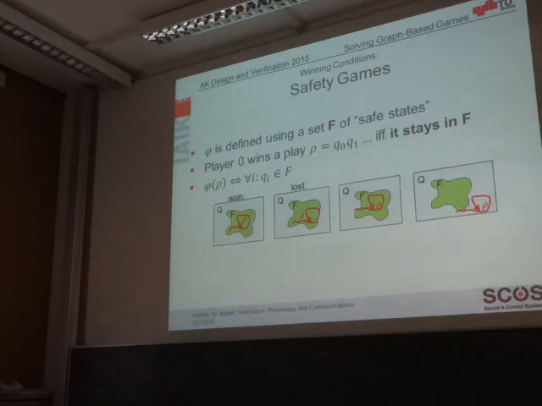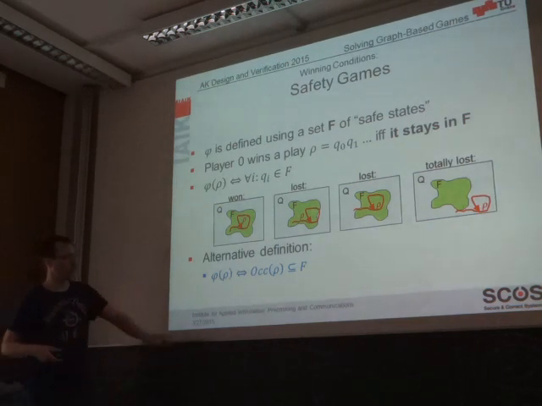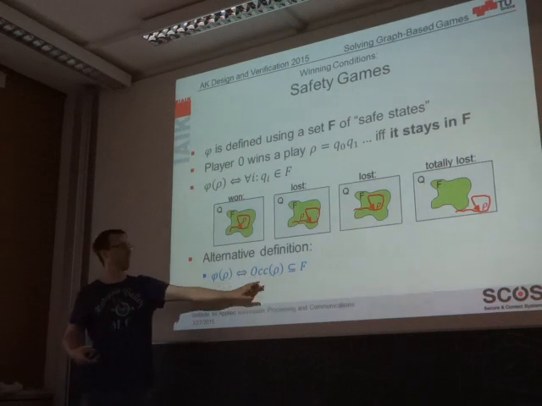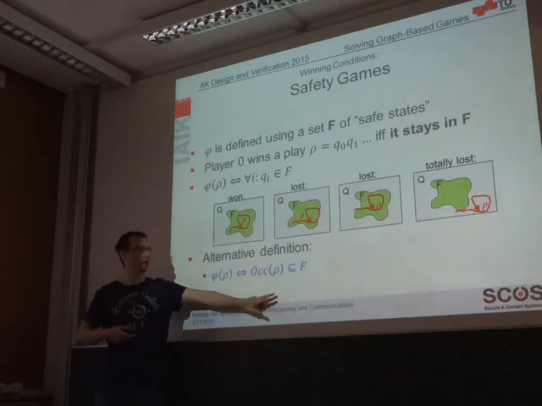"Stays in F" is a bit vague, but if you look at the formal definition, it really says that every single state must be part of F. So this is also lost because this tiny little part here of the play is outside of the set of safe states. What about the last one? Lost. Totally lost. Good. Again, as before, we can also define the winning condition using such a function oc, which gives us the set of all states that occur in the play. The set of all states that occur in the play must always be a subset of the safe states.